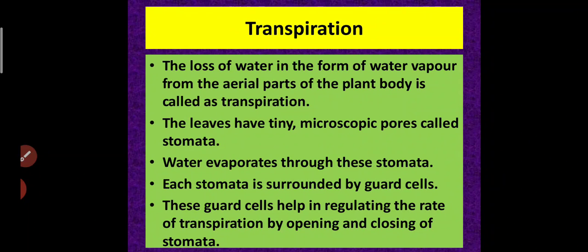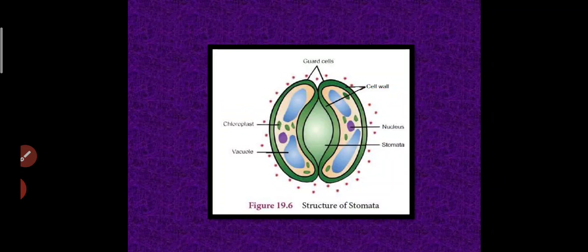See the second point. They will take place through leaves having tiny microscopic pores called stomata. So water will evaporate through these stomata, and each stomata is surrounded by a guard cell. Then these guard cells help in regulating the rate of transpiration by opening and closing the stomata. Now if you see the picture here, you have the guard cell outside. And in the center you have the stomata, which will close and open to give out the water in the form of water vapor. So this diagram is also very, very important.